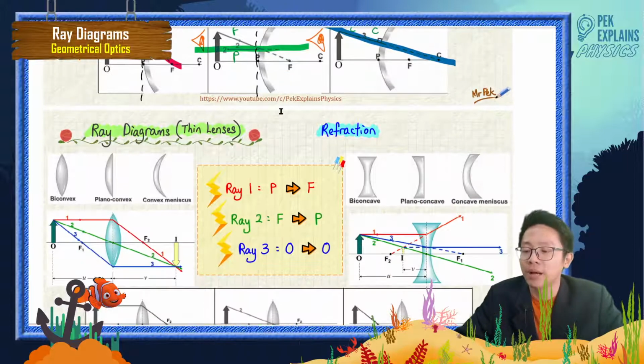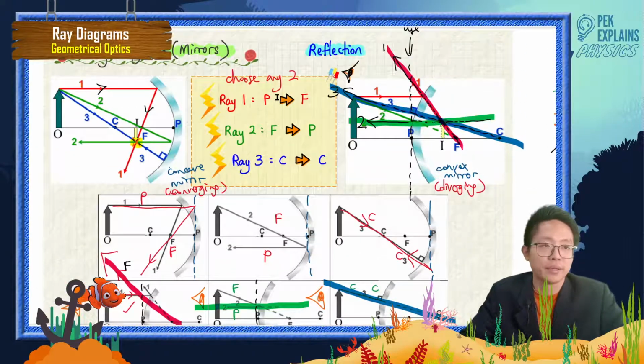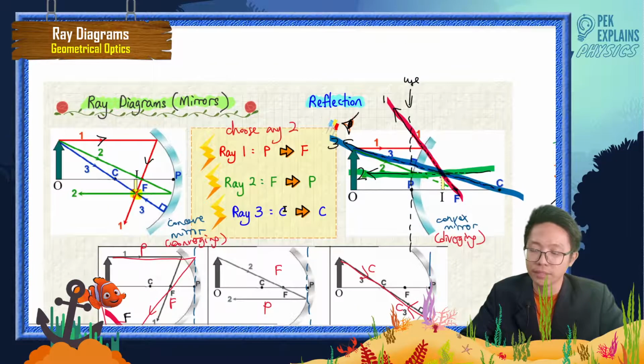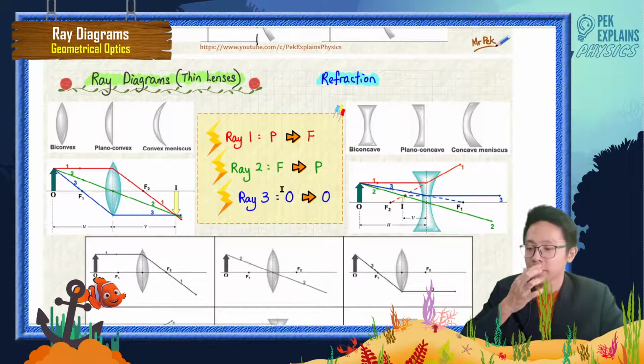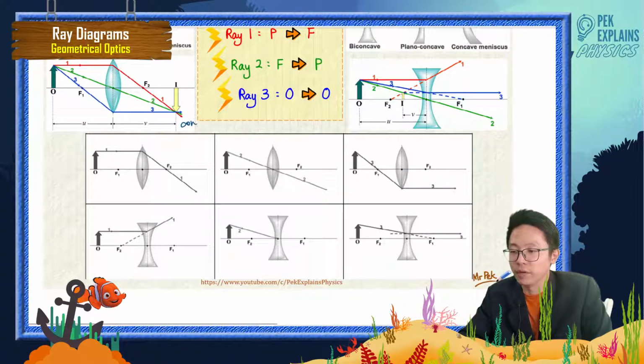Okay. Now, how about the thin lens? Thin lens is also the same. I use the same method: ray one parallel to focal point, then focal point to parallel, and center of curvature to center of curvature. So this one is also the same: ray one parallel to focal point, then focal point to parallel, and then optical center to optical center. I just change this from C to O. Okay, look, for the first ray, this is a convex lens. A convex lens is converging.